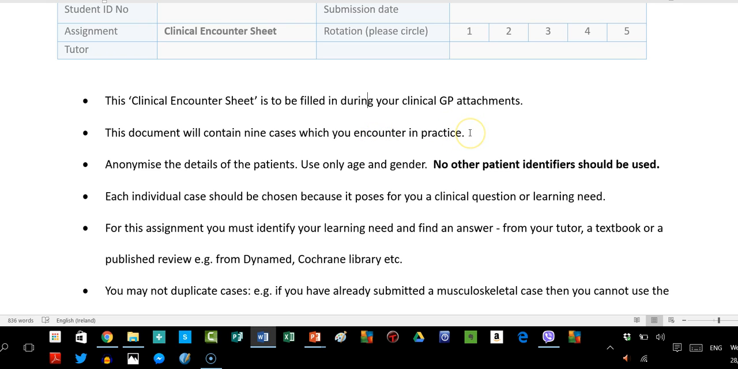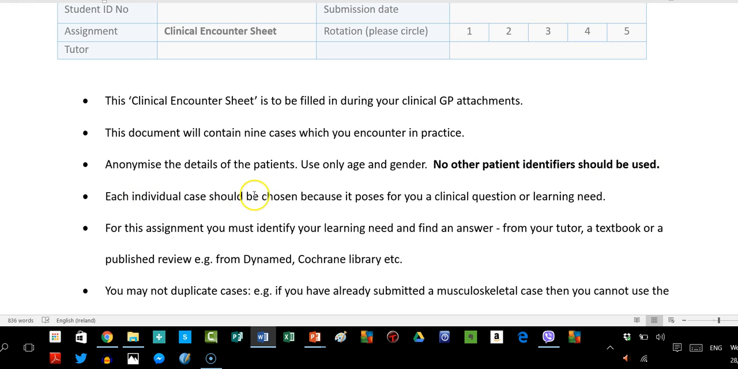So that will be either in the clinic kesehatan, in the GP practice, and also in Hospital Kuala Lumpur OPD. You must anonymize the details of the patients using only age and gender. I know I say this for every assignment video, but it's essential that you do this. You must not use any other patient identifiers.